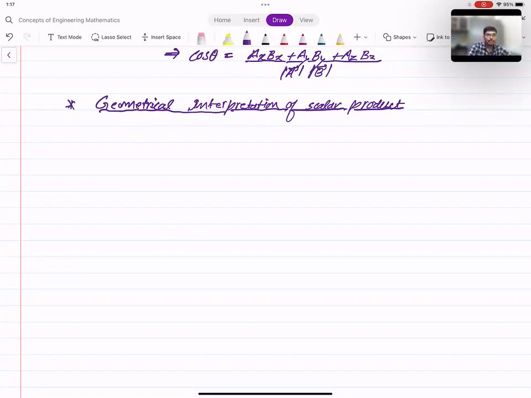Basically, it is the product of one vector and the length of projection of the other vector in the direction of the first one. This will be clear with the help of geometrical drawings. So let us say we have two vectors, the first one is vector OA and the other is vector OB.